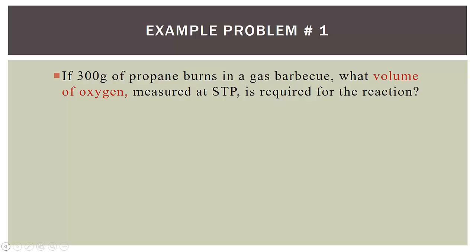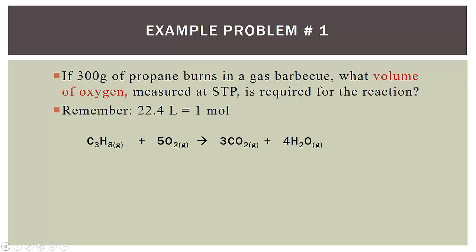Write the equation. So hopefully you remember the correct formula for propane. And also remember that for STP we can use 22.4 liters is equal to 1 mole. So here's our equation: propane plus oxygen gives us carbon dioxide and water. It's balanced out. So now we can just do simple stoichiometry.